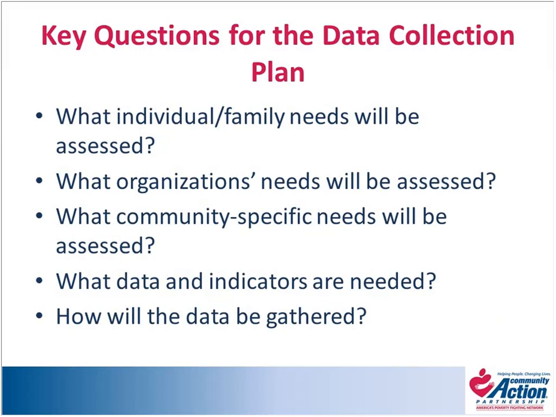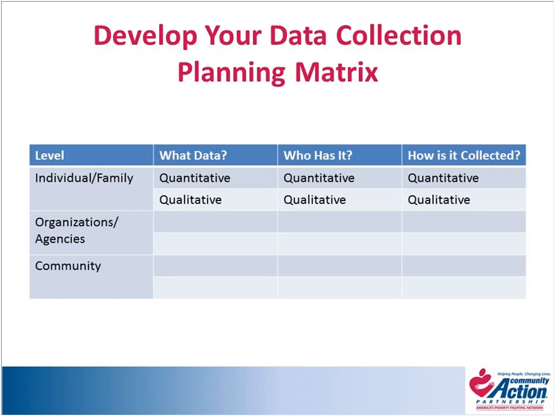Then also you want to look at what data and indicators are needed. If you just don't even know where to start, you can start out by looking at the indicators within the Community Commons site. I'll show you the front page of it in a minute. You can just explore the data to see what's out there. And then you want to ask the question of how the data will be gathered. We'll definitely go into more of that in the next webinar, but we'll start to touch on different types of data collection today too.